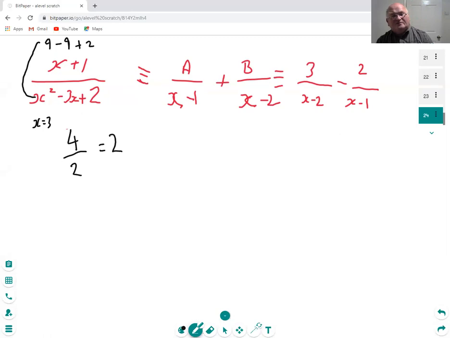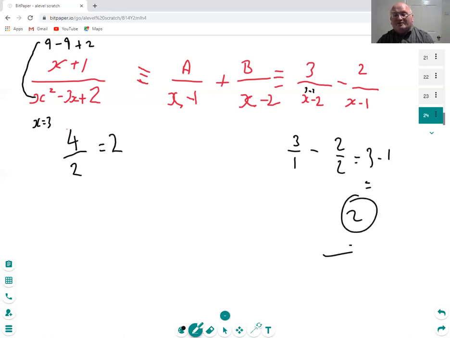3 over that x minus 1 is 3 take away 2, which is 1. 3 over 1 take away, and that is 3 take away 1, which is 2. 2 over 2, which is 3 take away 1, which equals 2. So I like doing my checks, so I thought I'd do a little check there.